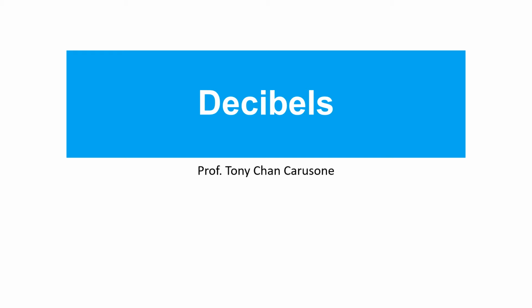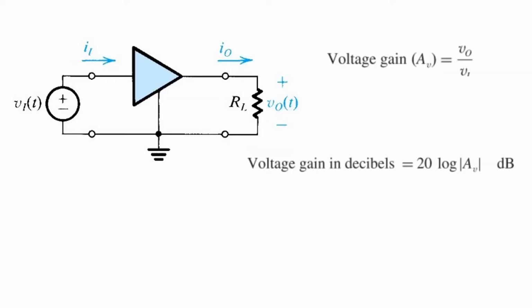In this video, you'll learn about units of decibels and how it's used to characterize the gain of amplifiers. So far, we've expressed voltage gain as the ratio of an output voltage to an input voltage. Therefore, it has units of volts per volt, or actually dimensionless.